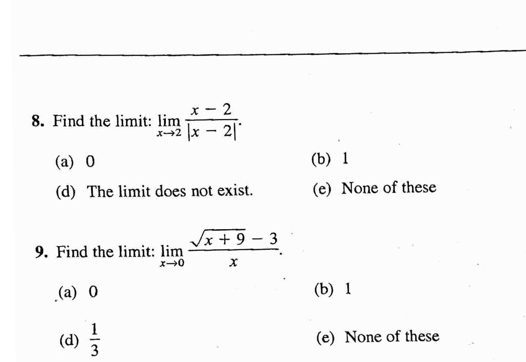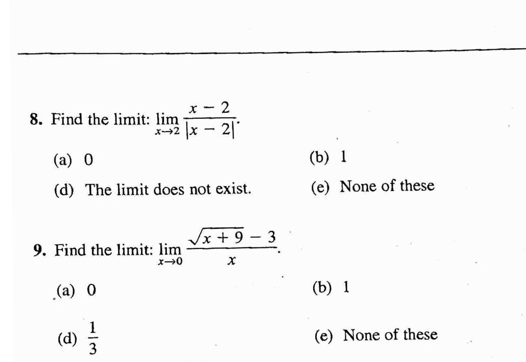Anything greater than 2 is going to equal 1, because I'm going to divide the same number by itself, right? Anything less than 2 is going to be -1, because I'm going to divide a number by its positive value, right? Does that make sense? So if they are asking for an overall limit, which is what they are asking for here, there is no left and right, then it does not exist.